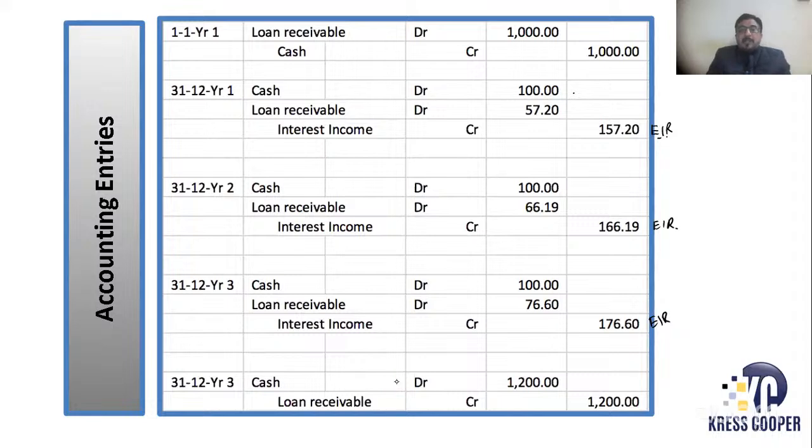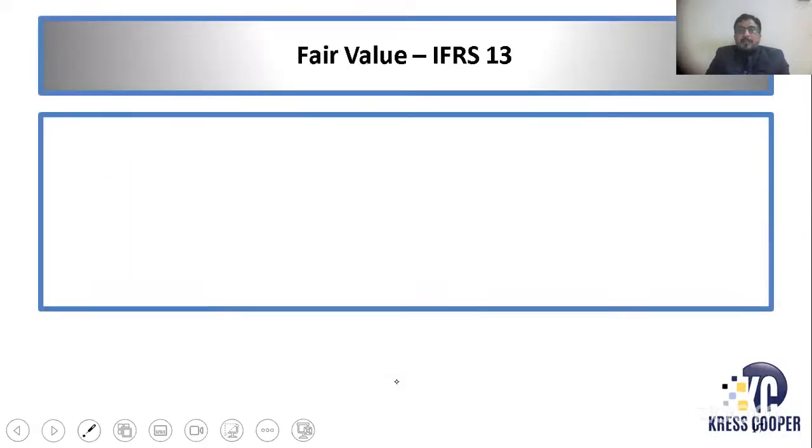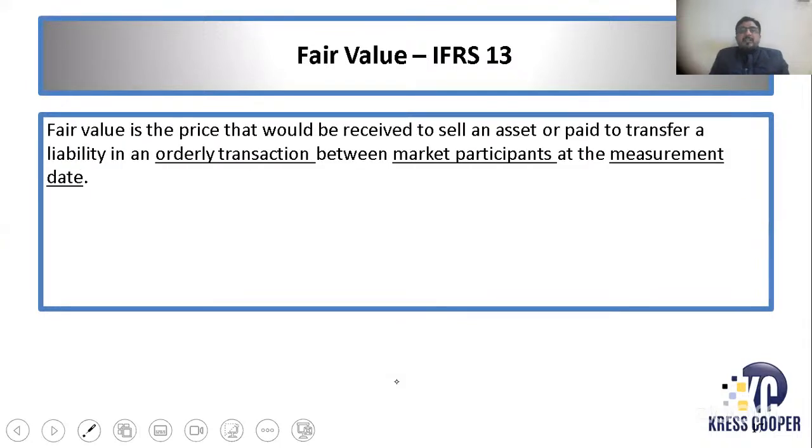This is the simple accounting for this. So after having the knowledge of the amortized cost method, now what is fair value? It is very easy for all of us to understand that it is based on IFRS 13, which is about the measurement of fair value, which says that fair value is in fact an exit price.